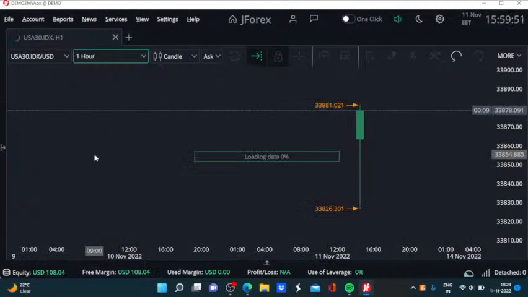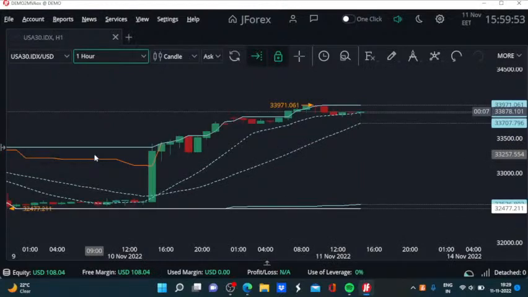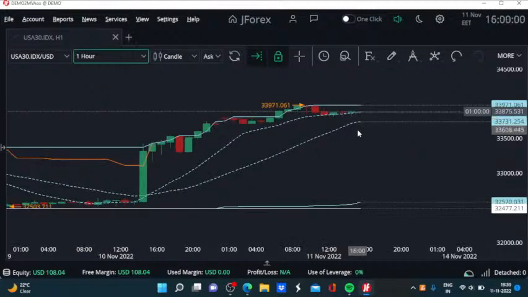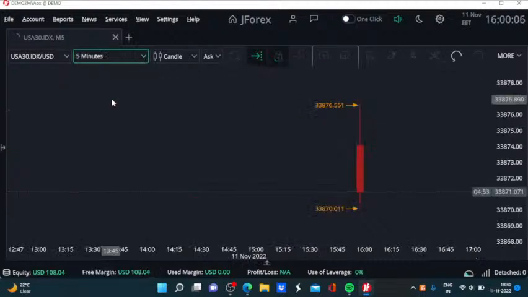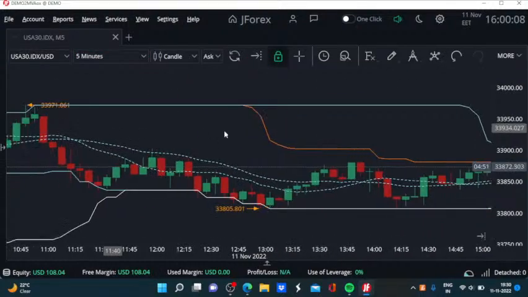If we look at its price formation on the hourly chart, you will get a good idea of how things stand. So here it is not really going anywhere. It is simply consolidating in a narrow range of around 100 points. And it will be interesting to see how things shape up after the start of the US trading session.